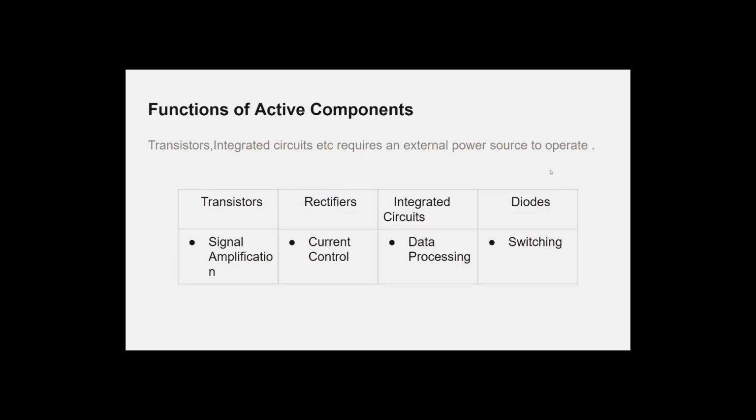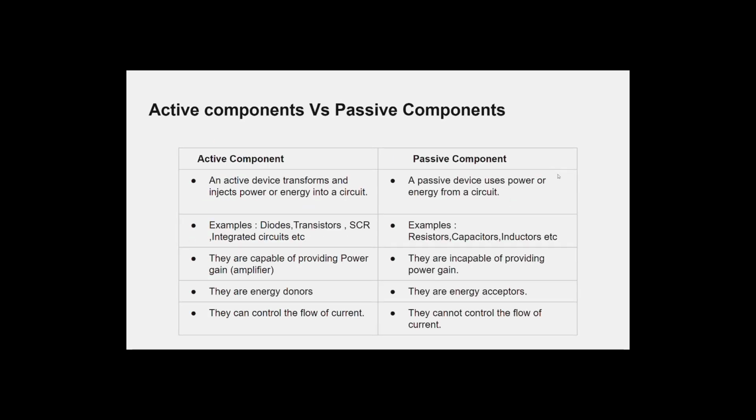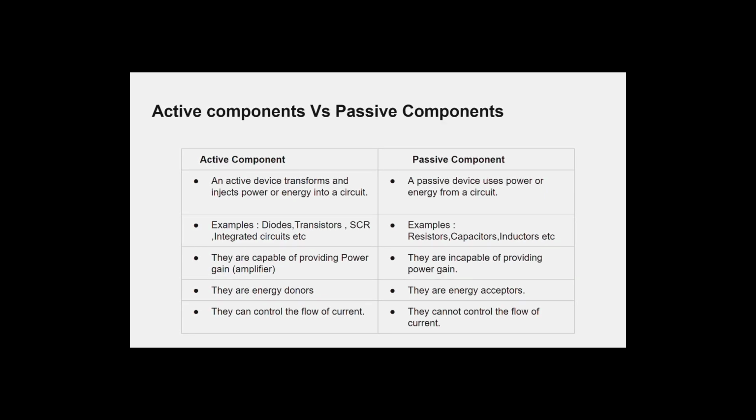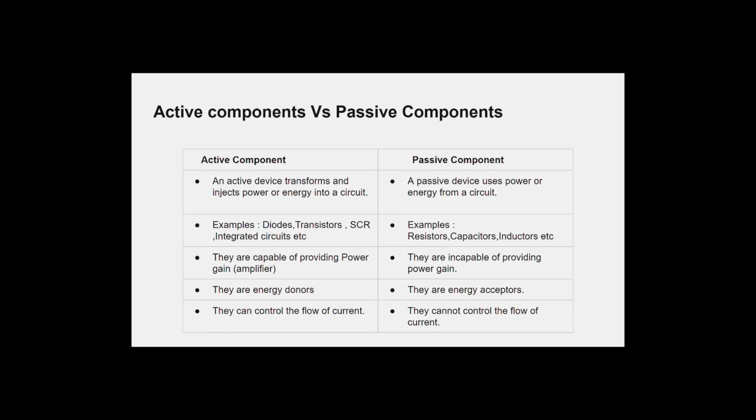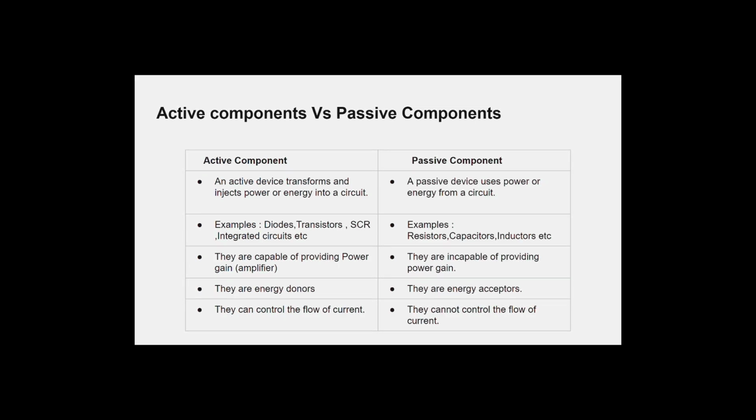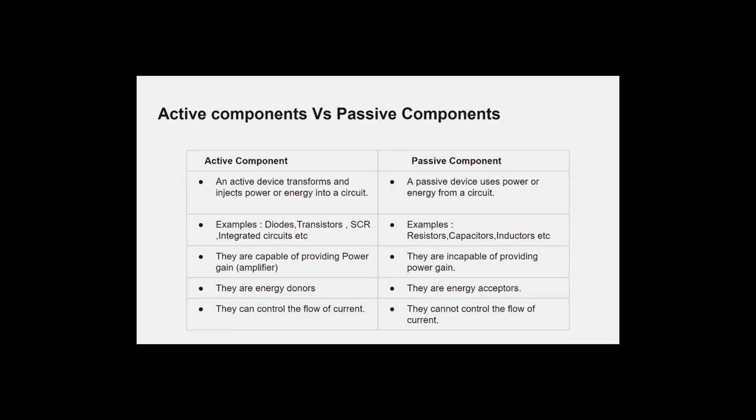Transistors and diodes, which are active components, can act as electronic switches, turning a circuit on or off or switching between different states. Next comes active components versus passive components. An active device transforms and injects power or energy into a circuit, whereas a passive component uses power or energy from a circuit. Diodes, transistors, integrated circuits, silicon controlled rectifiers act as examples for active components, whereas resistors, capacitors, inductors act as examples for passive components.